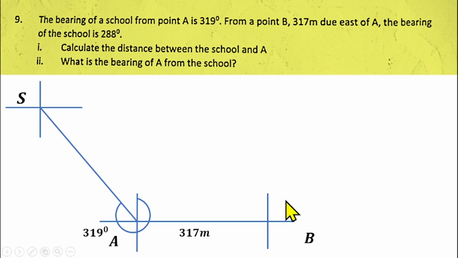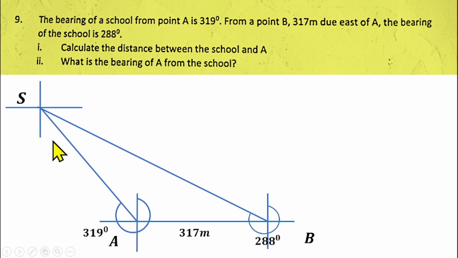Good. Where will 288 fall? 288 will fall here also, because the bearing is from B to school. So I will draw a straight line here to the school. Then the bearing, which is the angle from the north to the line, is 288 degrees. I believe you understand what we are doing here. So the bearing of this school from point B is 288.